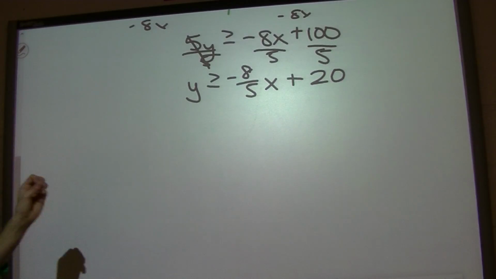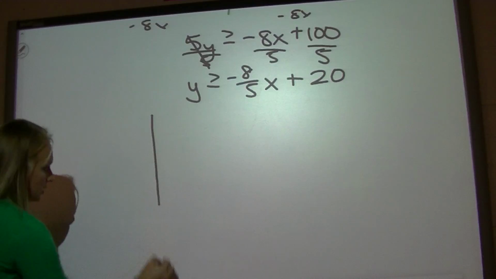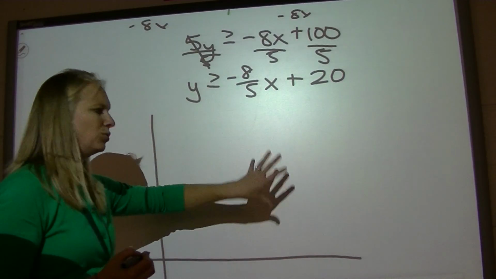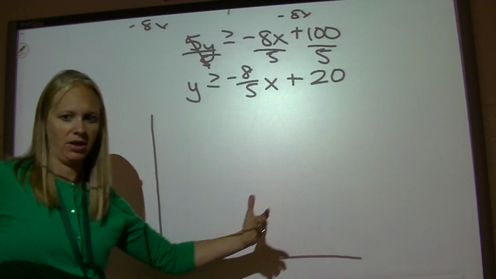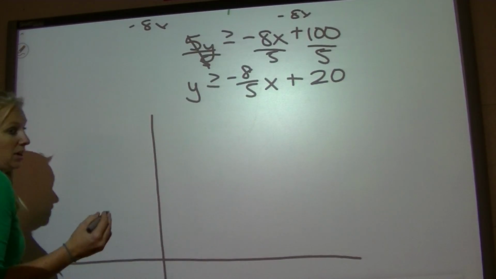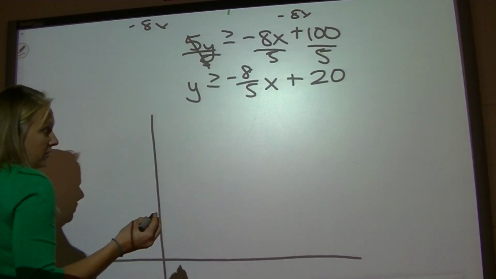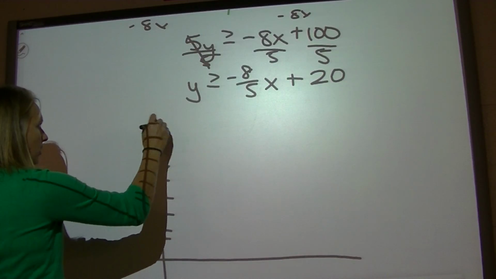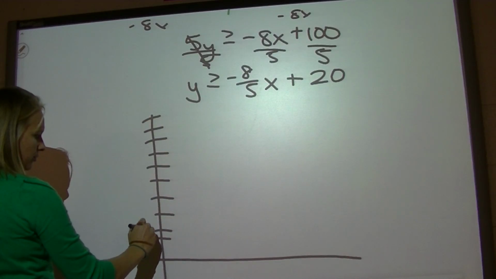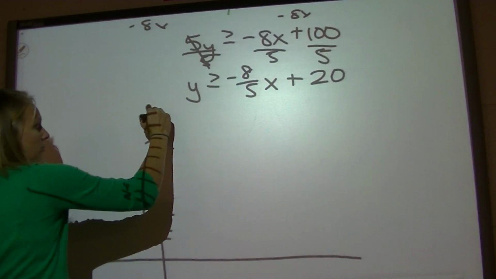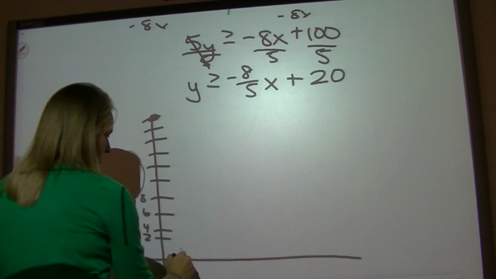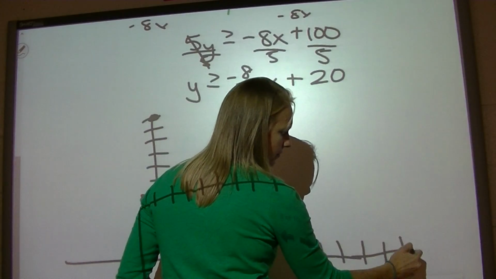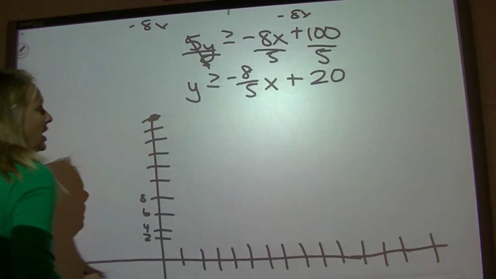Okay, now it says write it and graph it. So we need to graph this. Now notice I'm really only drawing quadrant 1 because I'm not going to have any negative values here. Because it's impossible to have a negative value. So I'm going to go up 20. Notice I'm going by 2, so 2, 4, 6, 8. So here we're at 20, and then I'm going to use my slope to go down 8 and over 5.